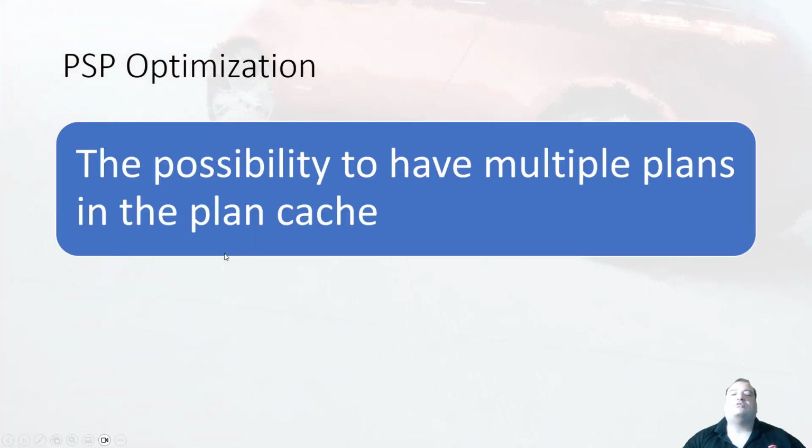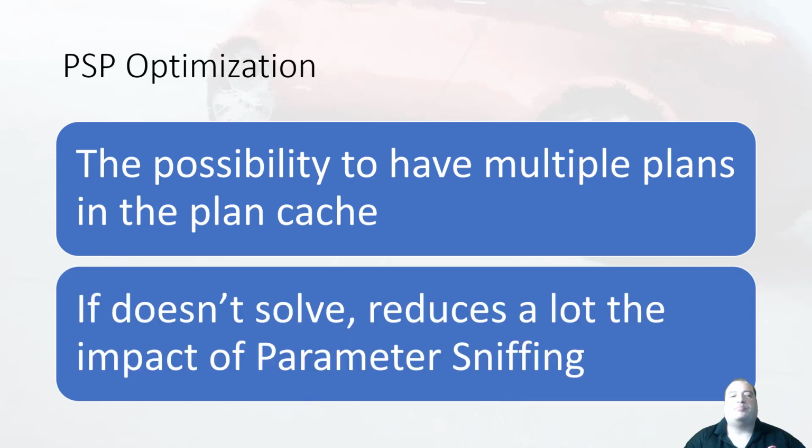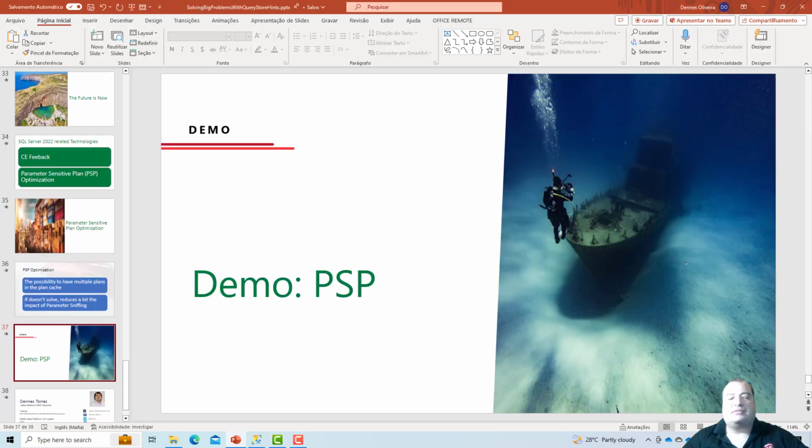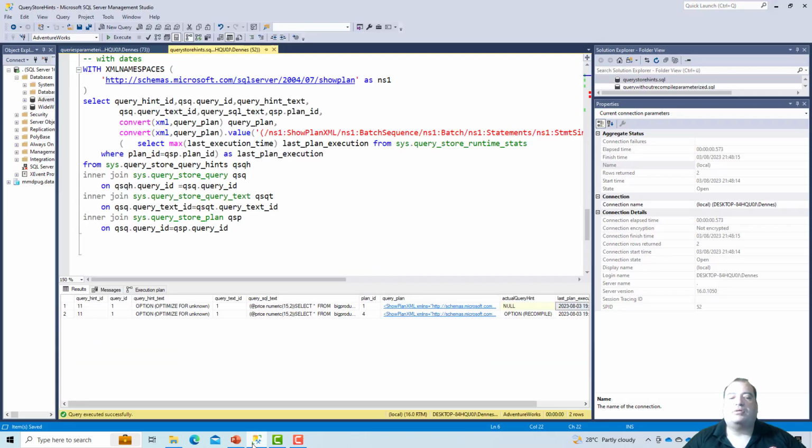It's the possibility to have multiple plans for the same query in the plan cache. Whoa! This is a great solution for parameter sniffing, because the problem with parameter sniffing is reusing the same plan for everything. What if we can have multiple plans? That's the point. If it doesn't completely solve parameter sniffing, at least it reduces it a lot. Let's see an example demonstration of the PSP.